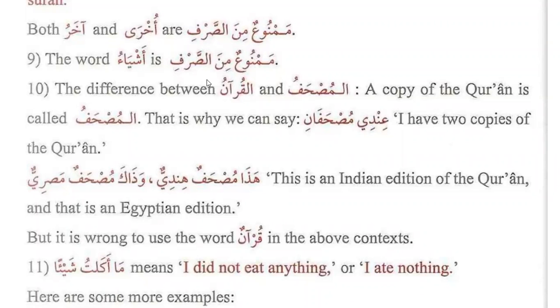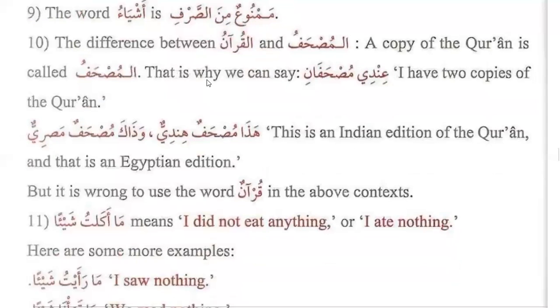But it is wrong to use the word Qur'anun in the above context. Did you understand the difference between Quran and Mushaf? Yeah, Mushaf is the copy of the Quran, the one we use in paper form, okay? And the book is called Quran, which was revealed.